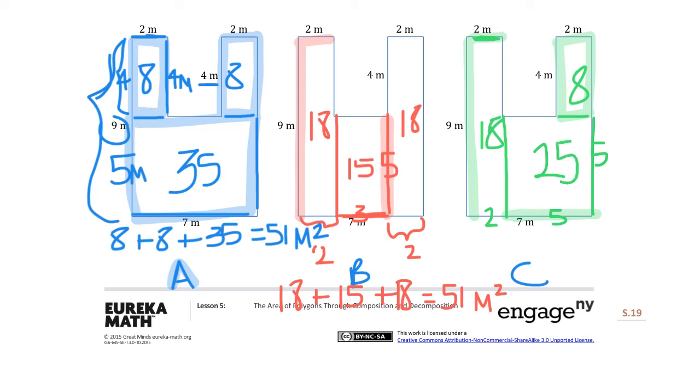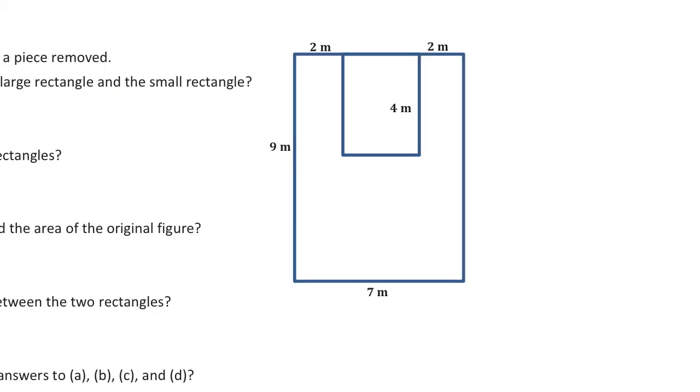So to find my total area here, 18 plus 25 plus 8. Okay? And guess what? It's going to give us the same answer, 51 meters squared. Okay, go on to the next page. We're going to look at one more way someone could solve this.